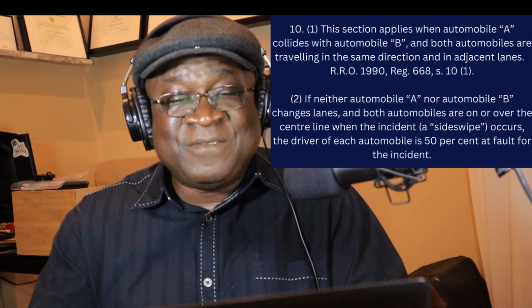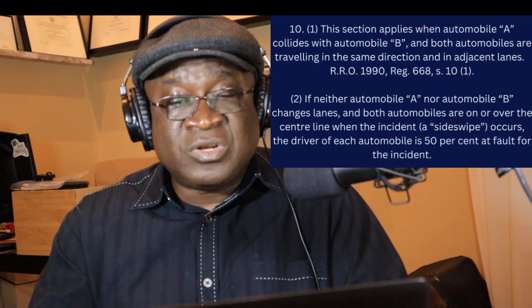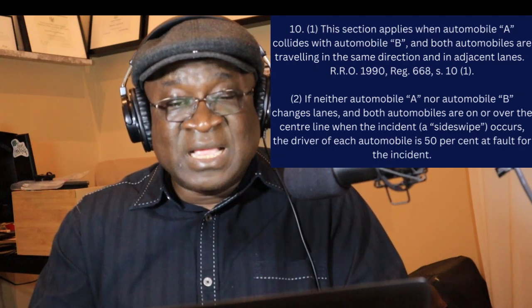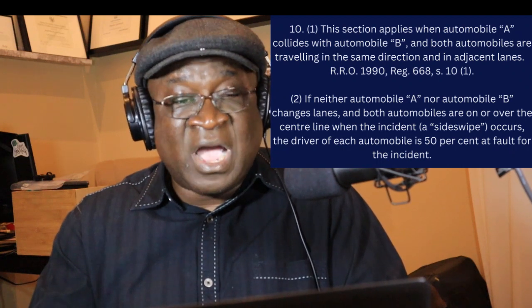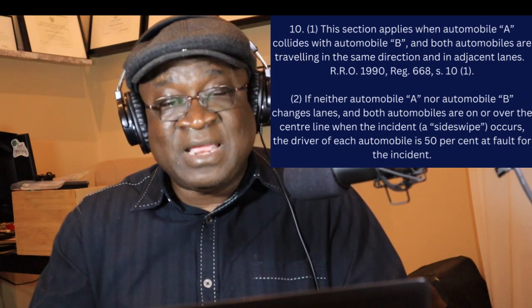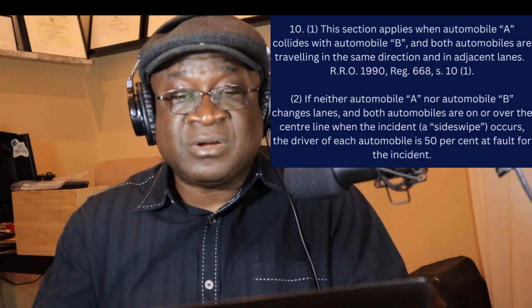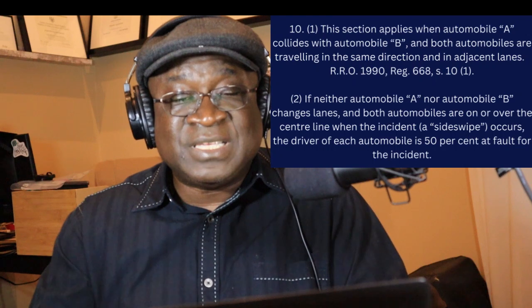Subsection 2 says if neither automobile A nor automobile B changes lanes and both automobiles are on or over the center line when the incident, a sideswipe, occurs, the driver of each automobile is 50% at fault for the accident. So essentially, the two cars are traveling in the same direction but in different lanes, and for some reason they veer to the line and come in contact at the line. That accident scenario will be assessed at 50% each to both cars.